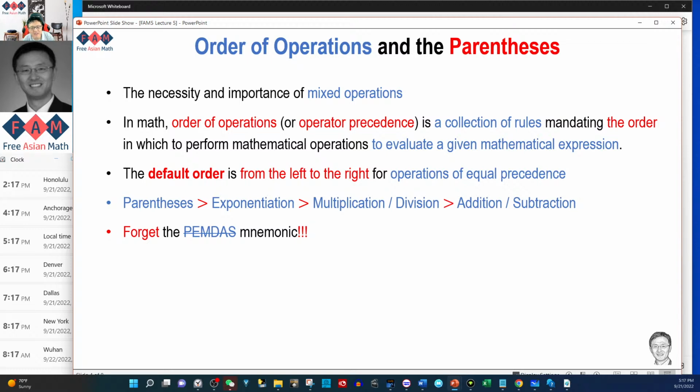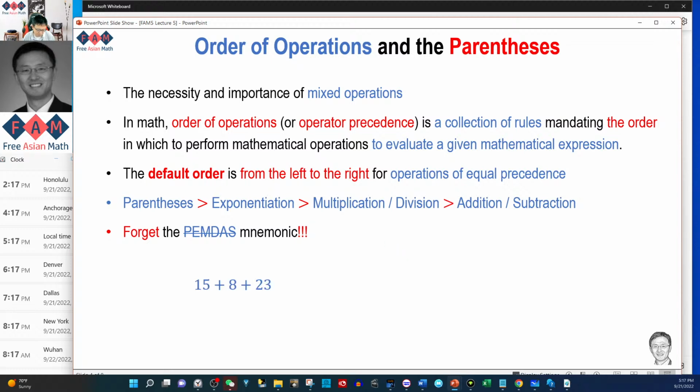They are of equal importance when they are both present. If we don't have any parentheses, the order is just the default order. That goes back to the rule before this. The default order is from the left to the right for operations of equal precedence. Same thing between multiplication and division. So with that understanding, now we turn to some simple facts.